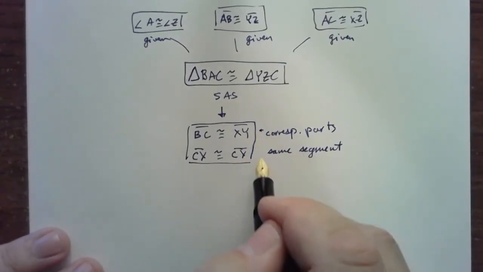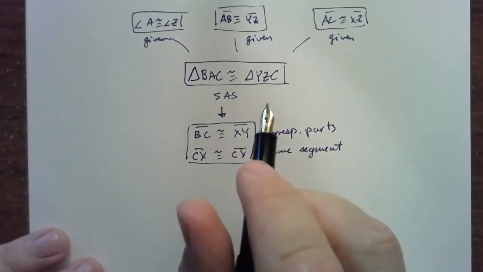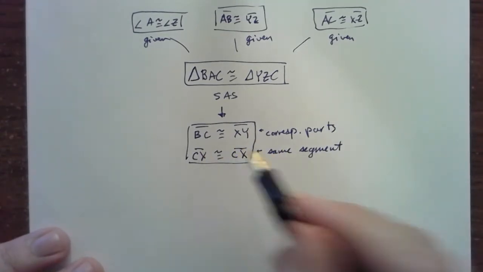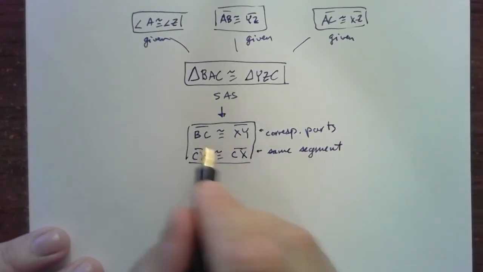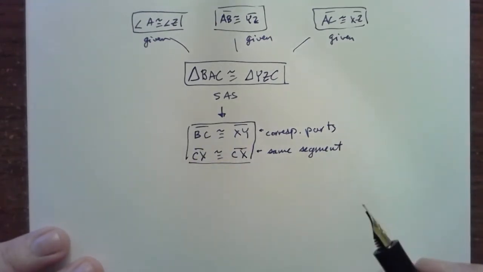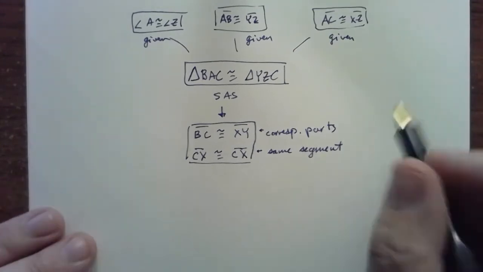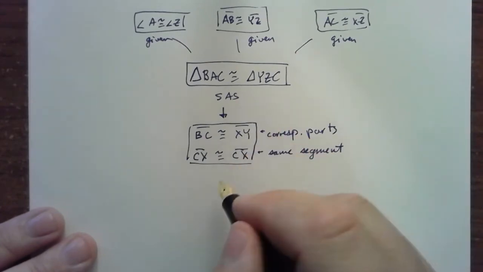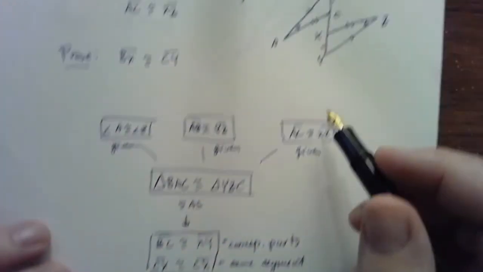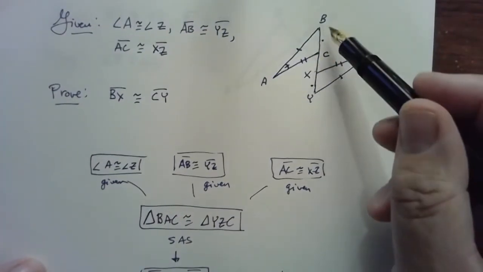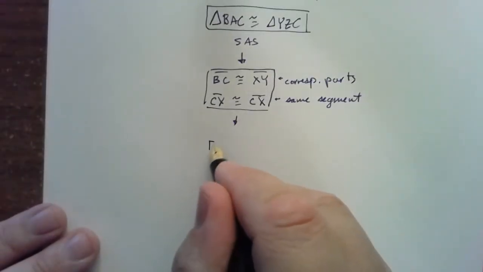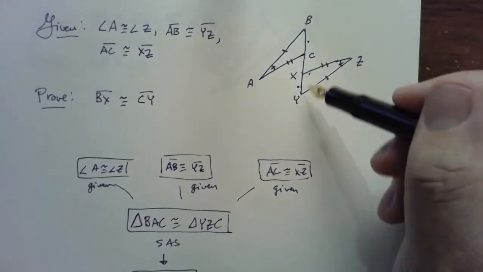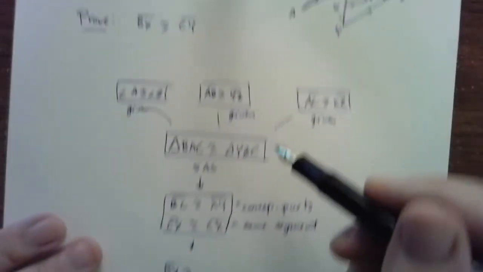But it's important that each of these has a reason. This will prevent you from simply writing down what I call wishful thinking, where you'd like to add, and so you just say, well, if I add this, I'll get what I want. But if you don't have a reason for both of these statements, then your logic isn't solid. But here I do. BC congruent to XY are corresponding parts, CX congruent to CX are the same segment. So when I add, if I look back at the picture, BC and CX gives me BX. And XY and CX gives me CY.